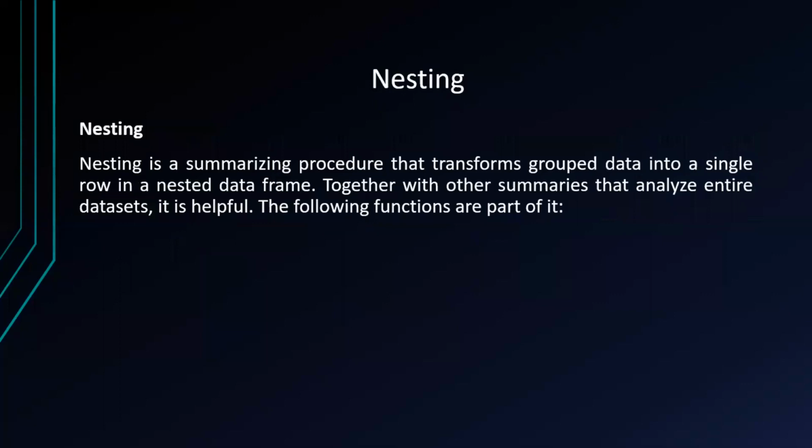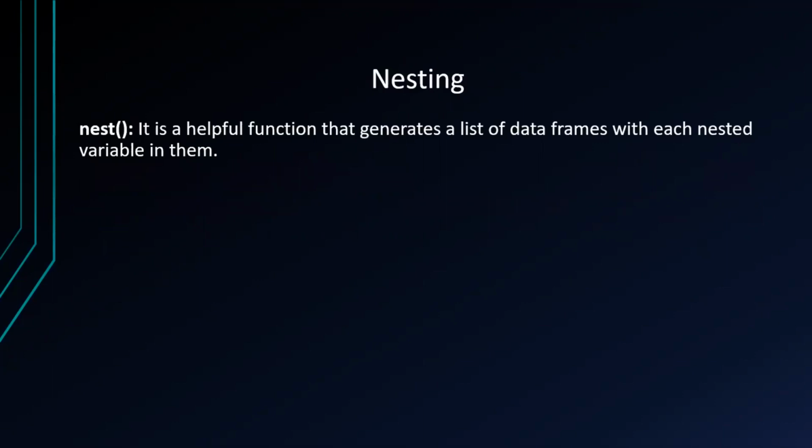Next, we have nesting category. Nesting is a summarizing procedure that transforms group data into a single row in a nested data frame. Together with other summaries that analyze entire data sets, it is helpful. The following functions are a part of it. The first one is nest, and the second one is unnest. So let's see the first one. Nesting is a helpful function that generates a list of data frames with each nested variable in them. The syntax is quite simple. You just use the nest keyword, pass the data frame, and some parameters.